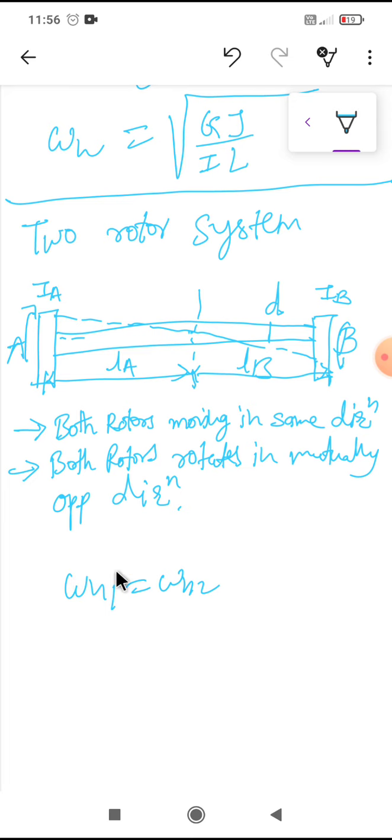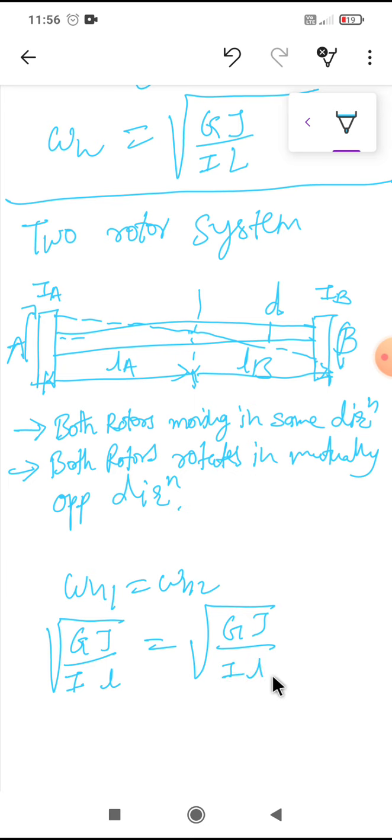Now here the natural frequency of both will be the same. So what is the natural frequency? Here we have the natural frequency formula, that is GJ by IL. If I write under root GJ by IL equal to under root GJ by IL, here it is 1 and here it is 2. So J, what is J? J is polar moment of inertia, which has the formula J equal to pi by 32 d raised to 4. As the shaft diameter is similar, J will be equal, so I don't have to write 1 and 2.